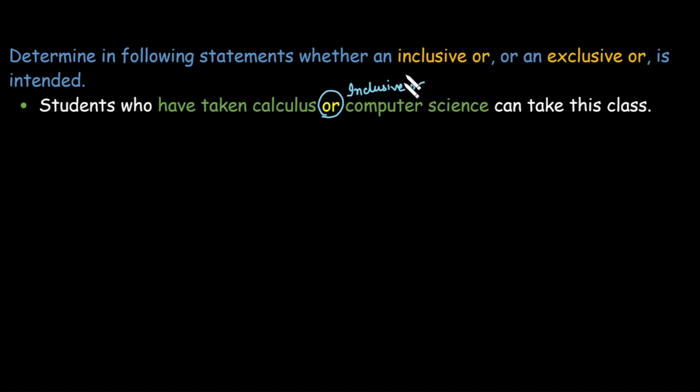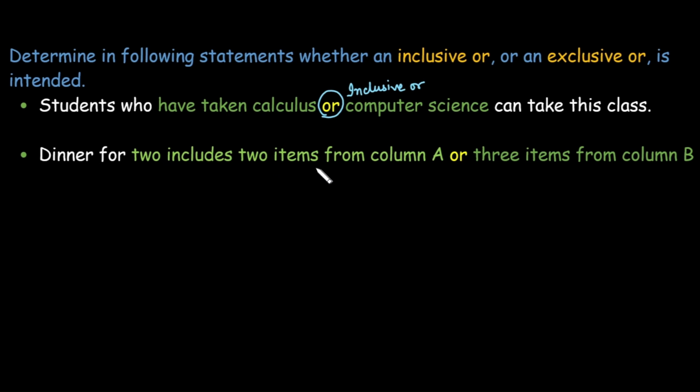Let's take another example. Dinner for two includes two items from column A or three items from column B. So in the dinner, either you will get two items from column A or three items from column B. The point is, can we do both at a time? Meaning two items from column A as well as three items from column B? No. As per the statement, either you can take two items from column A or three items from column B. So at a time we cannot take both things. It means this or is exclusive or.